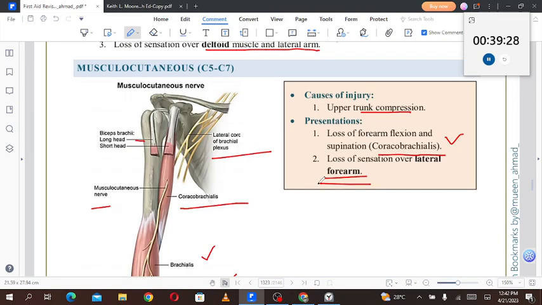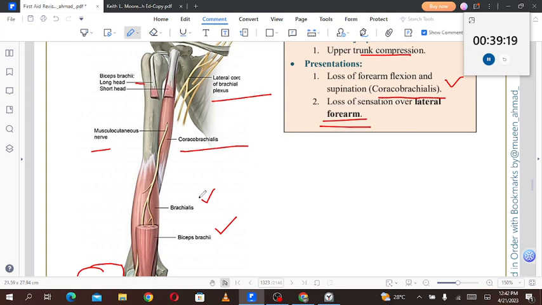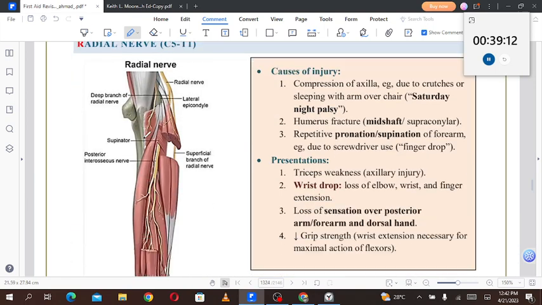So what is the damage? If there is damage, there will be loss of forearm flexion and supination, because both the coracobrachialis and the biceps brachii are the big supinators and flexors of the forearm. The loss of sensation of the lateral forearm will also occur because the lateral cutaneous nerve of the forearm is gone. Now, what is the radial nerve?